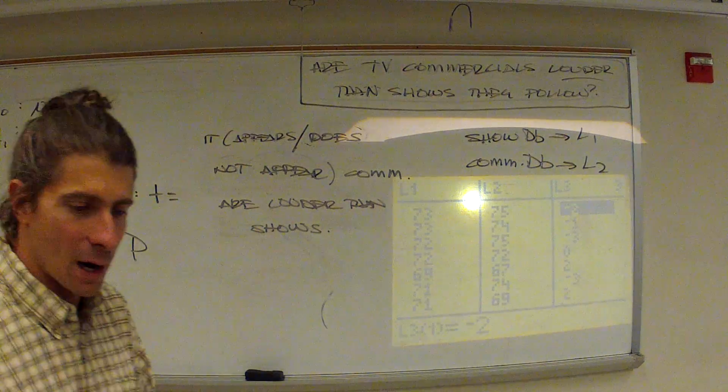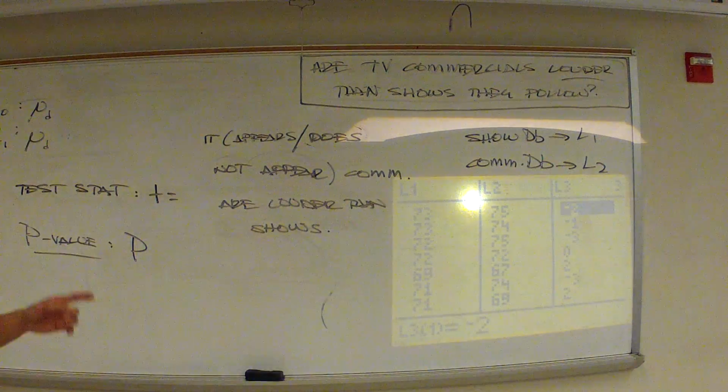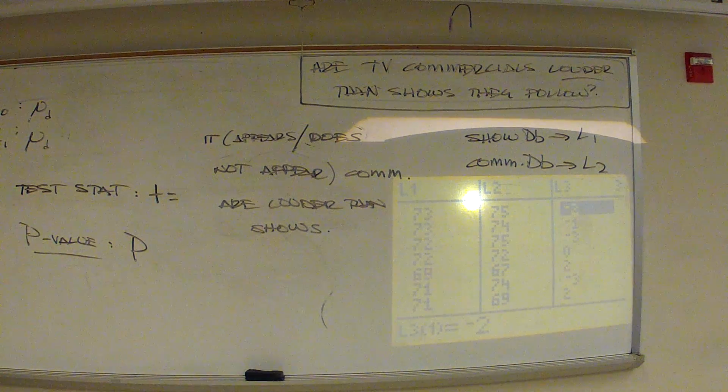Boom! All right, here's our data: -2, -1, -3, 0, +2, -3, 2. I see negatives, I see positives, and I see zeros. Why do I see these things? Oh, Michael, go ahead. 0 means there's no difference. Negative means the commercial was louder.